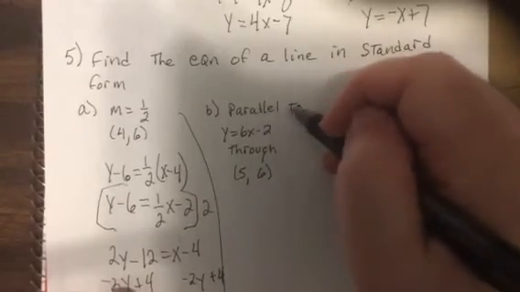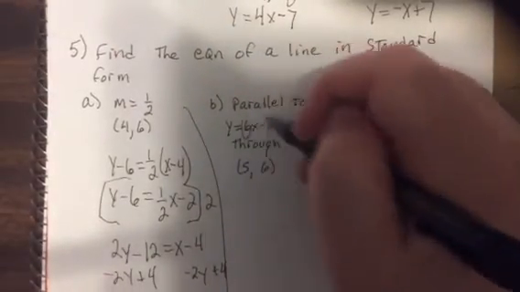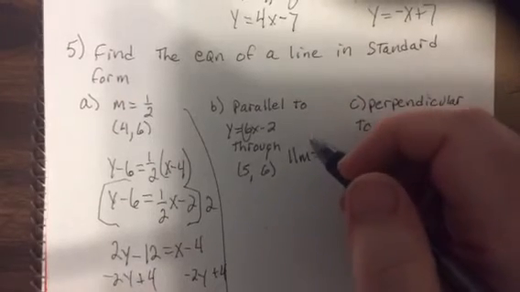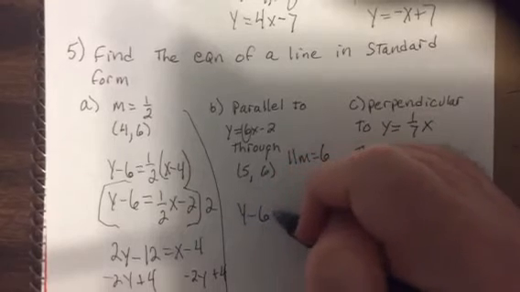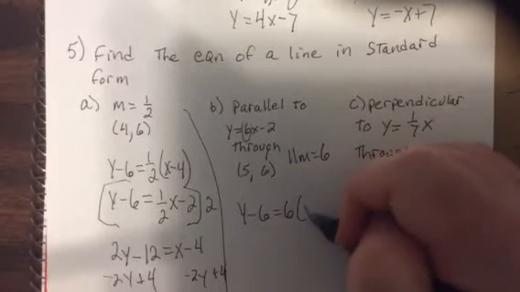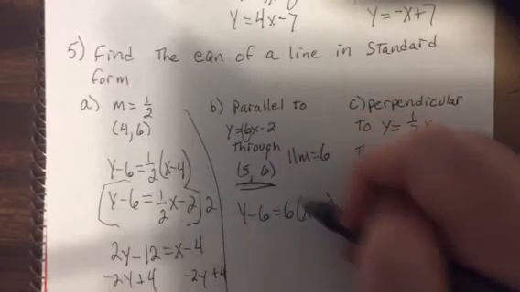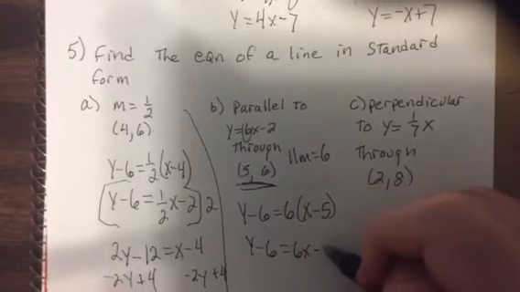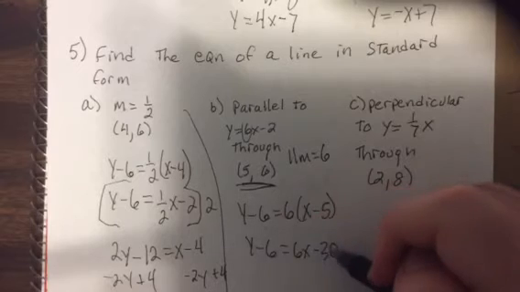Now, parallel to, well, what's parallel? Remember parallel? Same. So the slope is 6, so the parallel slope would also be 6. So I'd have y minus 6 equals the parallel slope times x minus 5, using this point right here. This is the y, this is the x. So y minus 6 equals 6x minus 30. So I'm going to subtract y and add 30.